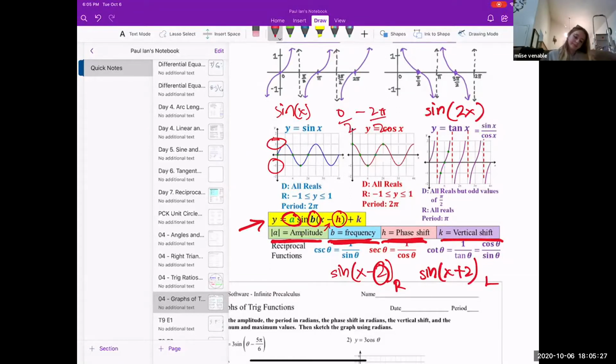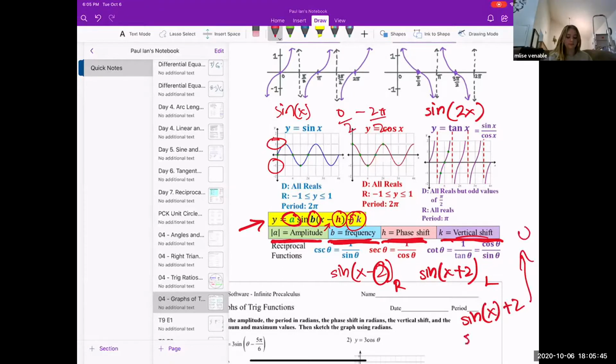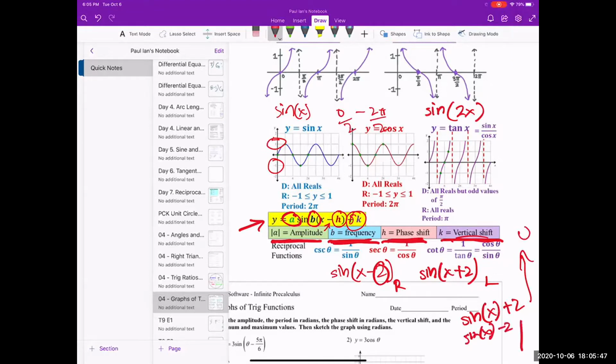And then the outside one, the k, is a vertical shift, and this one is easy to remember. If you had sine x plus 2, you're going to move this up. And sine x minus 2, you're going to move this down.